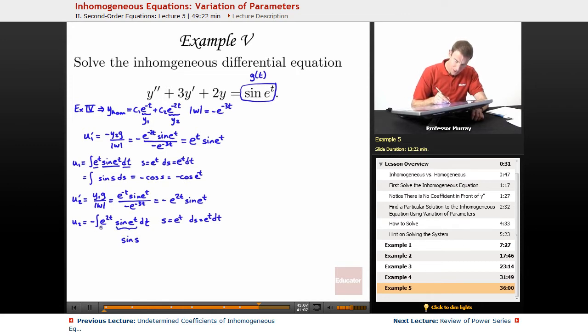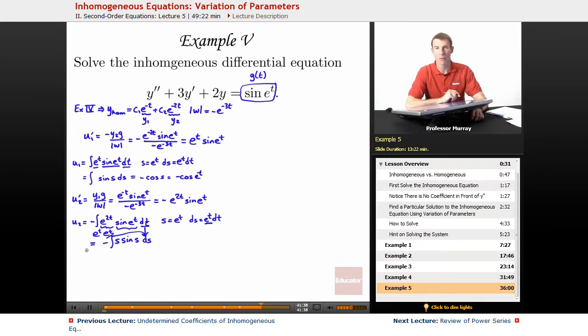And now this e to the 2t, I'm going to write that as e to the t times e to the t. And the reason I'm doing that is I need one e to the t for my ds. So if I take one e to the t to be ds, those sort of collectively give me my ds. I still have one e to the t left over, so there's still an s left over there. And so I'm integrating s sine s ds.